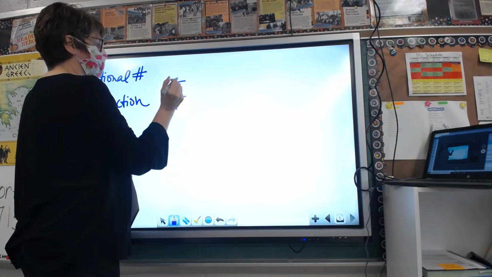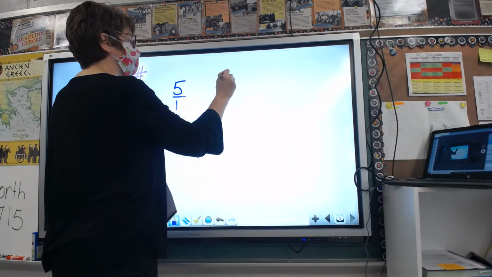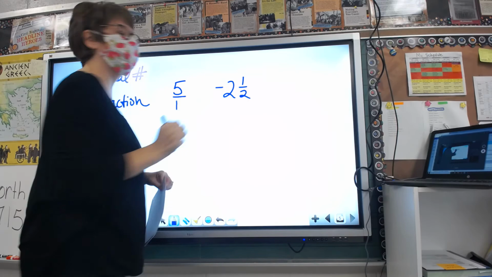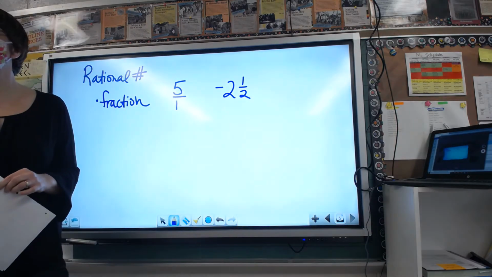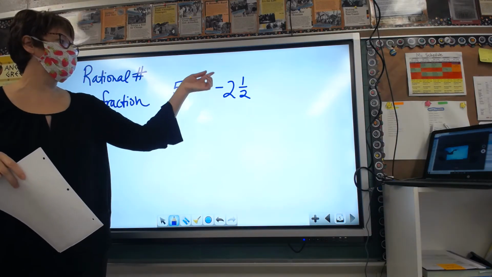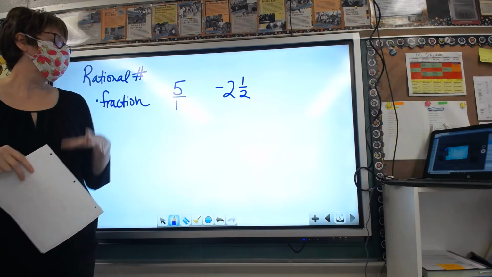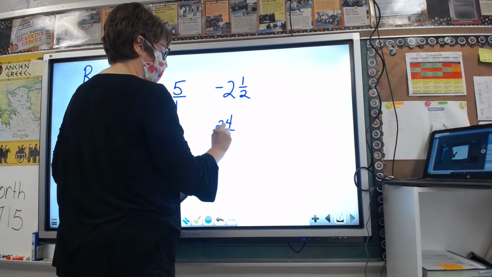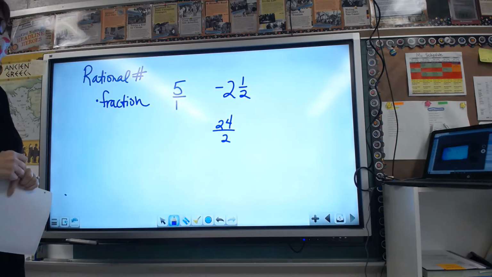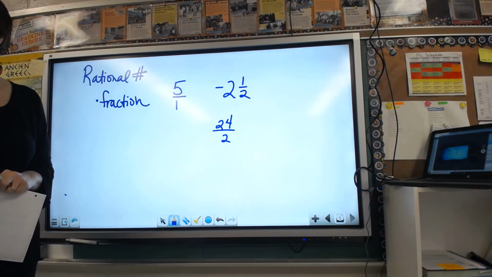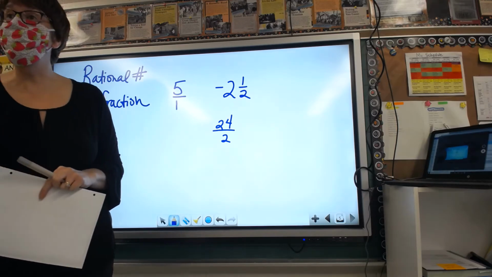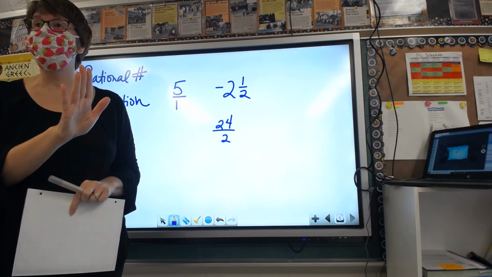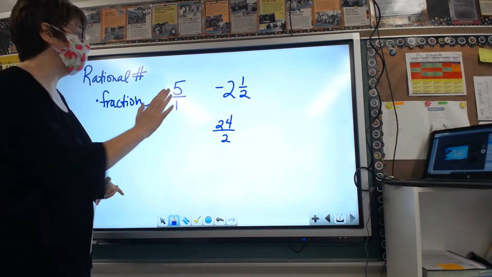So if you want to add a couple of examples. What if I said -2.5? Does that one count? Yes. It's a mixed number, but I can make that an improper fraction, right? I could do 24/2. That's a fraction. Pretty much any number. Because any whole number, I just need to put a 1 under it, done. It can be a mixed number.